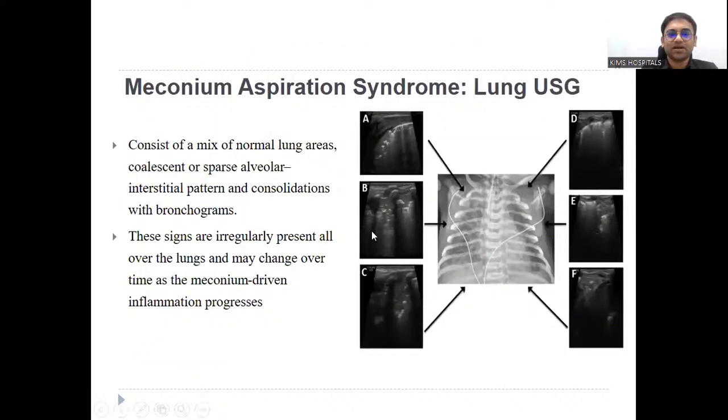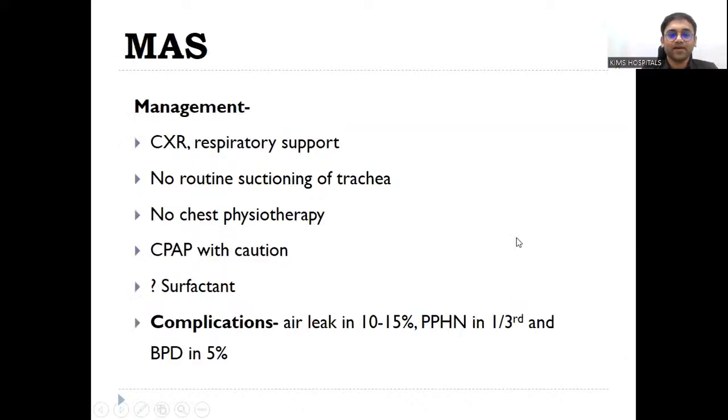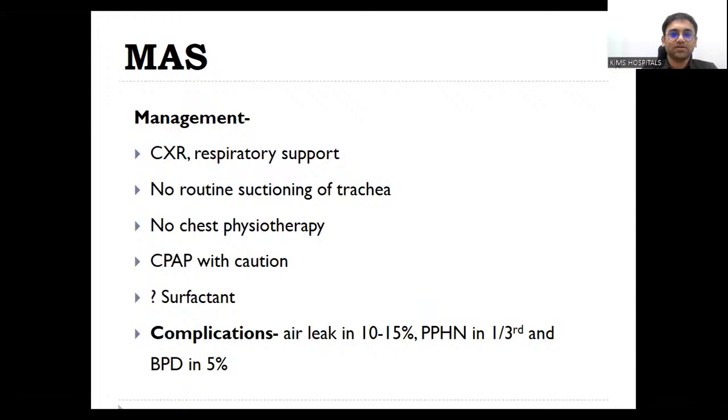So in the X-ray picture and in lung ultrasound, we can have different kinds of pictures. We can have consolidation, air bronchograms, and we can see air leaks. All these things can be seen in the patients. So we do an X-ray. Previously we used to do routine suctioning immediately after birth. Nowadays we are not doing routine suctioning.